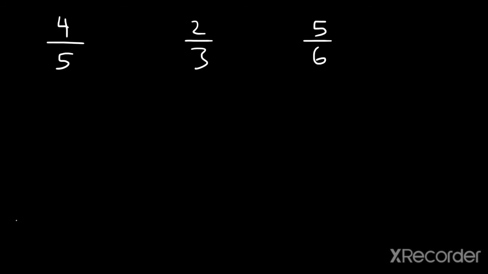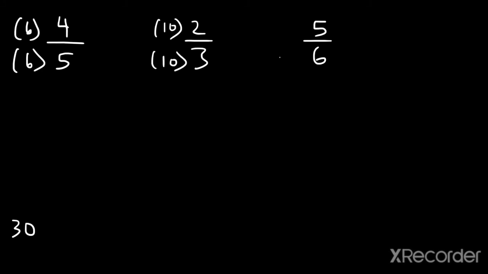30 is a common multiple of 3, 5, and 6. 30 is divisible by 5, 3, and 6. If you divide 30 by 5, you get 6. If you divide 30 by 3, you get 10. So in order to get a denominator of 30, we need to multiply the first fraction by 6, because 5 times 6 is 30. The second fraction, I need to multiply by 10, because 10 times 3 is 30. And for the last one, by 5, because 6 times 5 is 30.